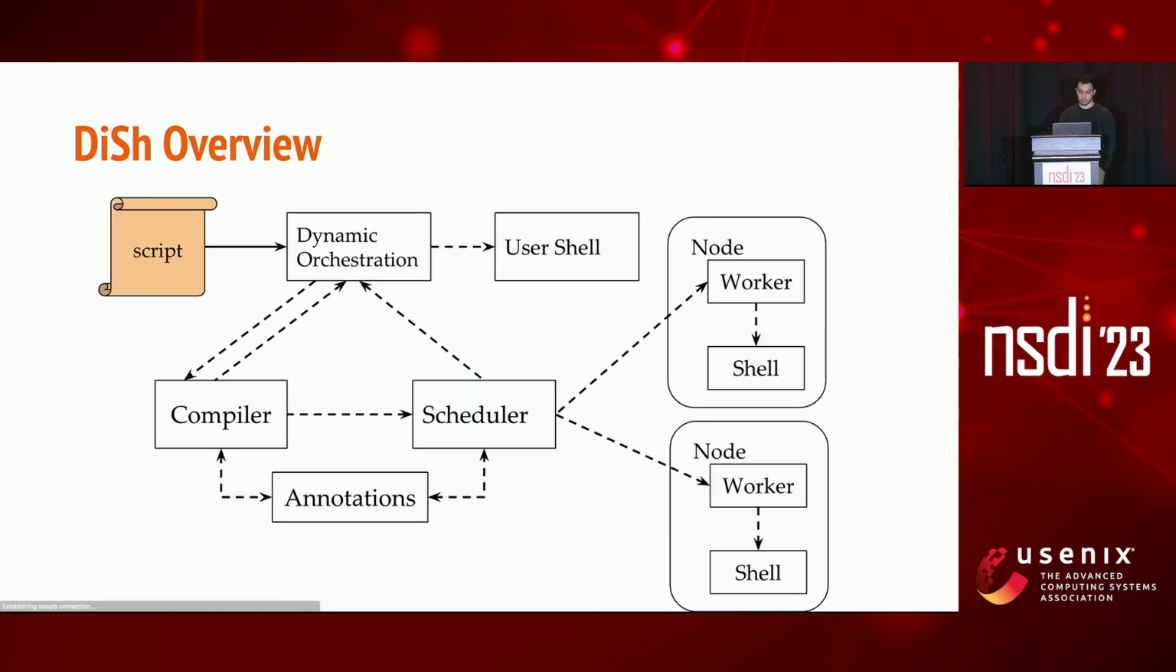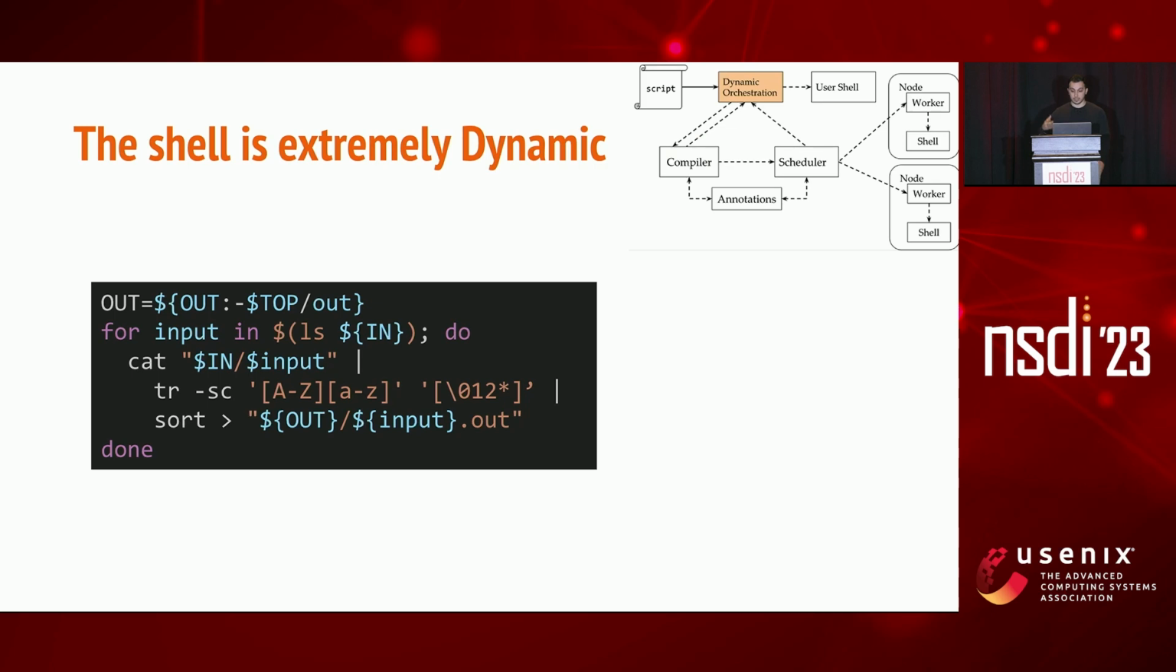So let's dive deeper. Say you have a script. The first step that DiSH does is use its dynamic orchestrator. The main job of the dynamic orchestrator is to handle the dynamic nature of the script. So let's look at this script. In this script, we have many variables that are expanded at runtime. So you have an ls. It has to look at your file system. It has to know the files in your system. And then it has to expand all of these variables. And doing this ahead of time is impossible.